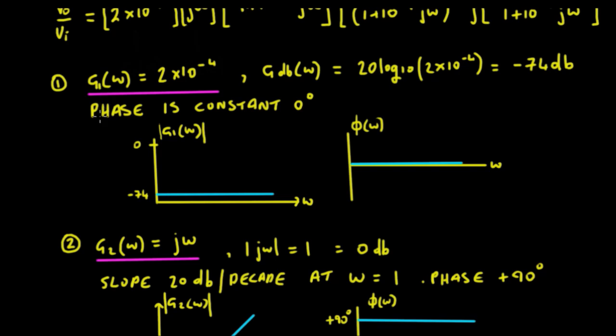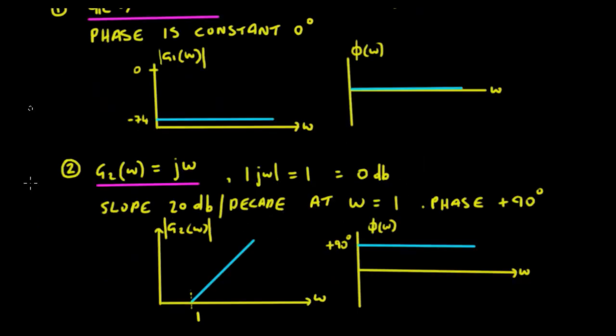Okay, so the first one, g1, is just going to be 2 times 10 to the minus 4. So the gain in dBs is going to be 20 log to the base 10 of 2 times 10 to the minus 4, which is minus 74 dBs. Okay, so that's minus 74 dBs there. And we know that it's just a constant, so the phase is just going to be 0. So that's the first part of it done. So we've got our magnitude and our phase plot for the first part. So we just got to go ahead and do that for the rest of them.